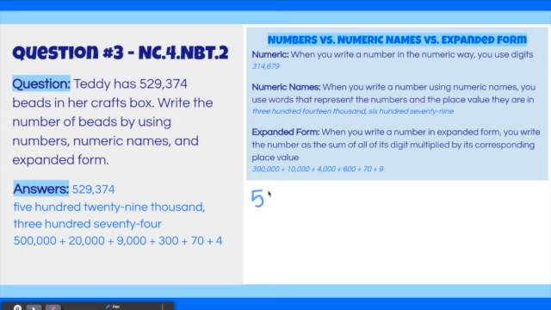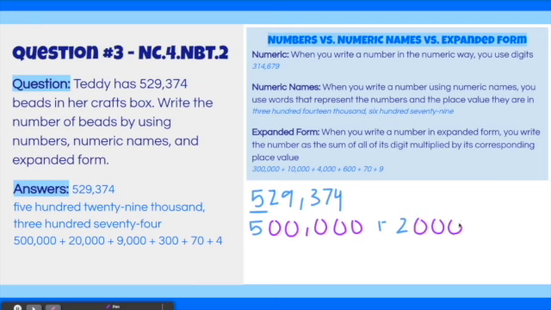So the number we're given is 529,374. So what we're going to do is take this first digit over here, which is 5. We're going to do 5, and then all the digits after it are going to be 0. So we have 5 place values after, and each one of them is going to be 0. Then we're going to do the same thing with the rest of the digits. So this is 4 zeros.